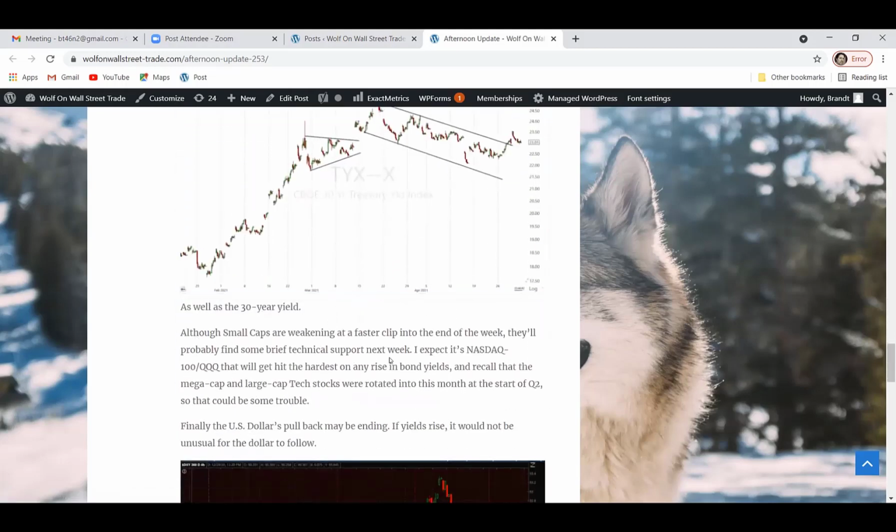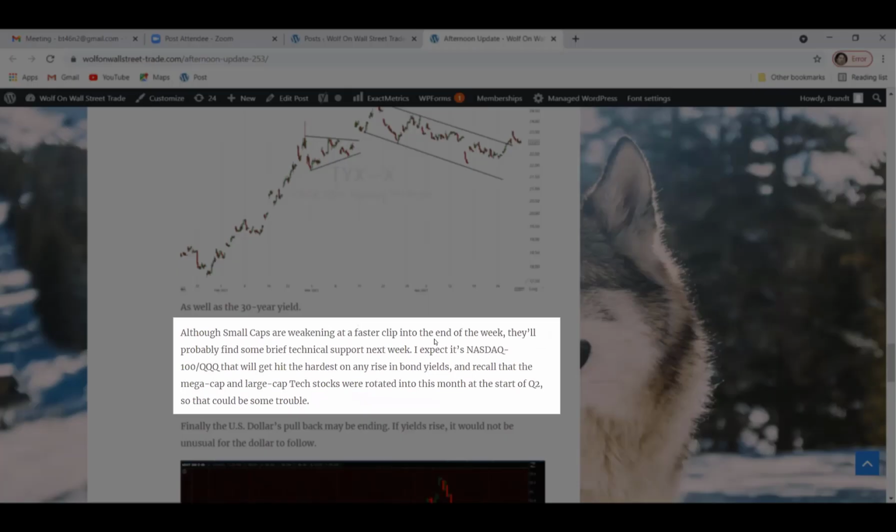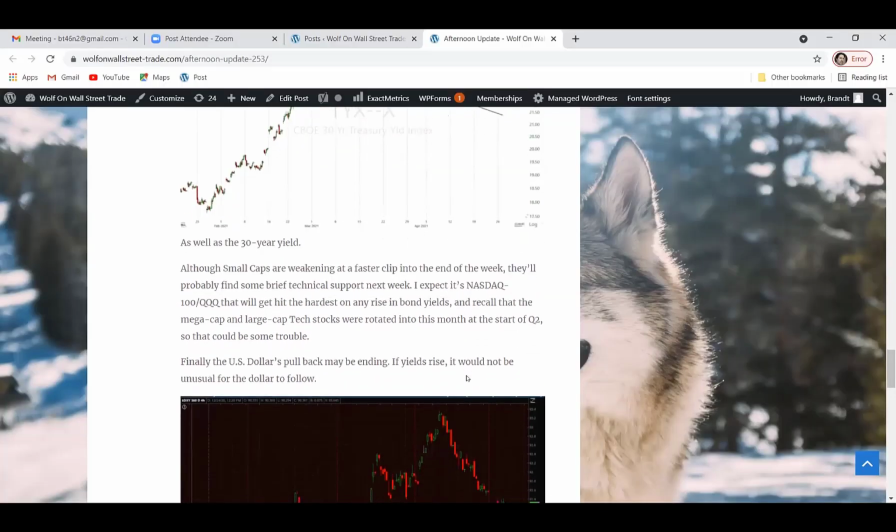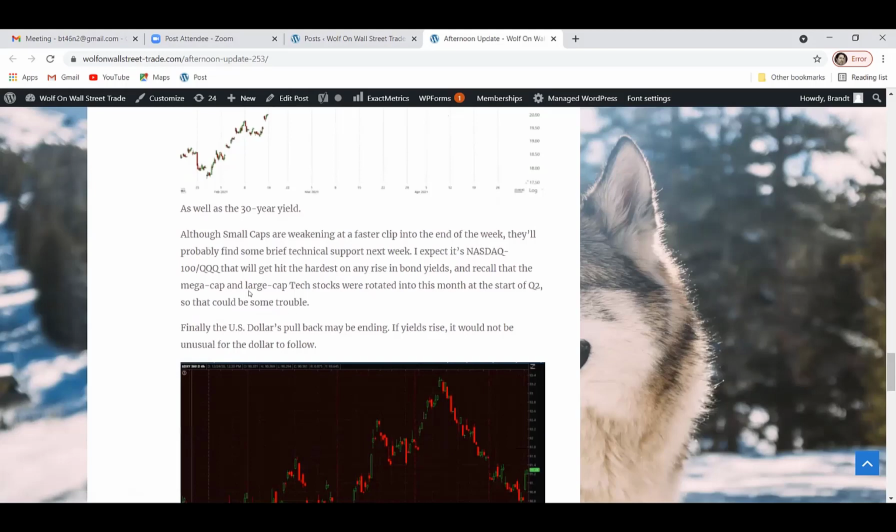So the wrap up was, although small caps are weakening at a faster clip into the end of the week, they probably find some brief technical support next week. I expect it's Nasdaq 100 that will get hit the hardest on any rise in bond yields. And recall that the mega cap, large cap tech stocks were rotated into this month, the start of Q2, so that could be some trouble.